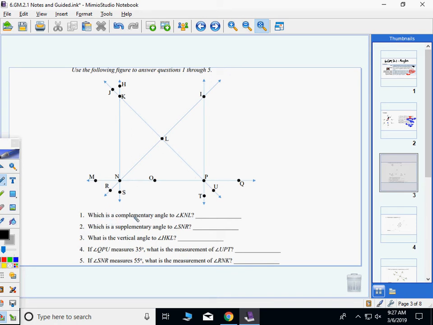It says, which is complementary to angle KNL? So first I have to find KNL. So I go, KNL is here. So I'm looking at this angle right there. So complementary, remember, they make a right angle because complements are the right thing to do, right? So Addison, what is complementary to this one? What angle?